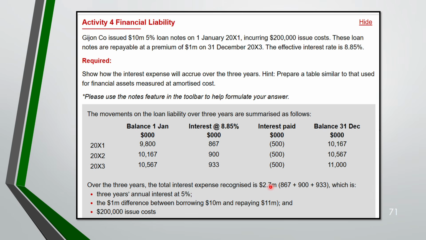Okay? 3 years, annual interest at 5%. So if you see this 2.7, how is this made? First, 3 years annual interest, that is 500, 500, 500, that is 1,500, plus 1 million. Why 1 million? You are borrowing at 10, you are repaying at 11. 1 extra. So 1.5 plus 1, it's 2.5 million. And then 200,000 issue cost. So 2.5 plus 0.2 is 2.7 million. You see?